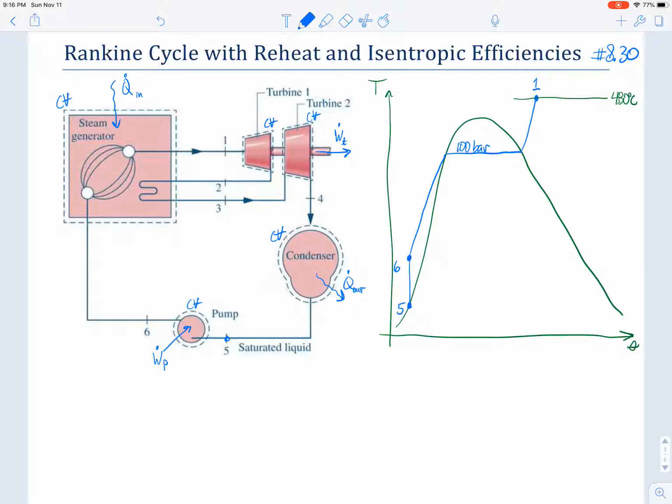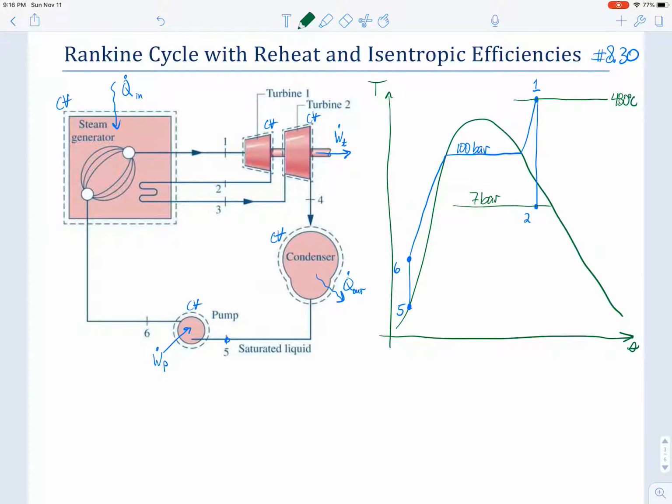Okay. So I am at the inlet now to my first turbine, my high pressure turbine. And I operate, or I take energy out of the fluid to produce work, and that drops me down to an intermediate state. I'm going to call that 2, and this is at an intermediate pressure, and the problem specifies this as 7 bar, I believe. So this is a lower isobar, 7 bar.